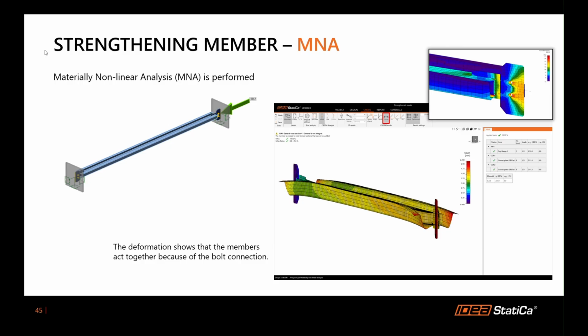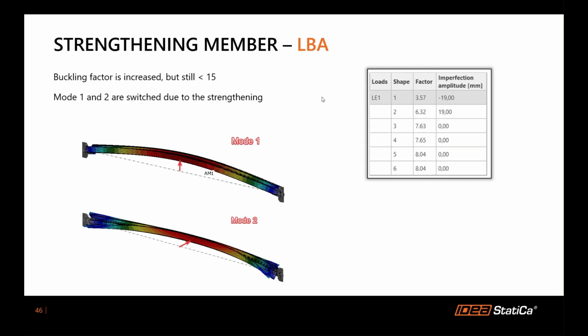Again, we go through the same procedure, so the GMNA is performed. Now you see here the member with the strengthening profile. Stresses are fine, with the highest stresses around the connection, and the deformation shows that the members act together because of the bolt connections. After that, we go to the LBA.